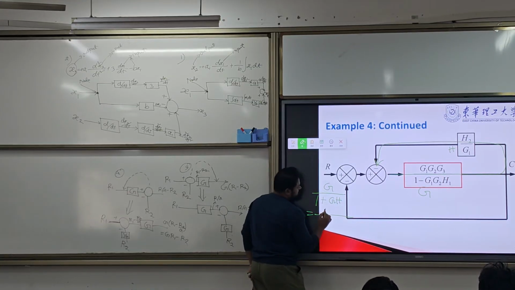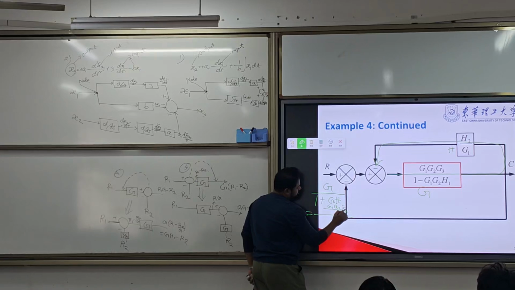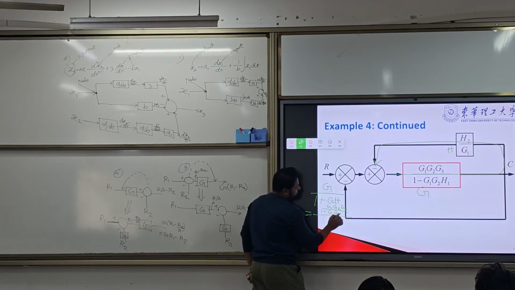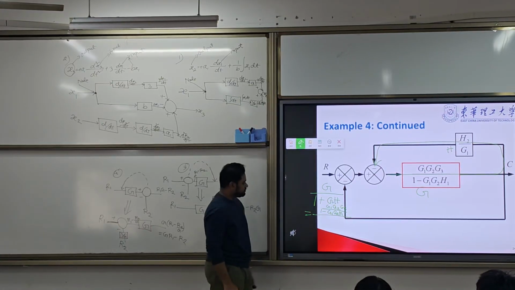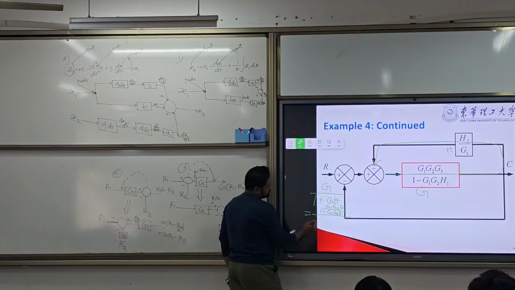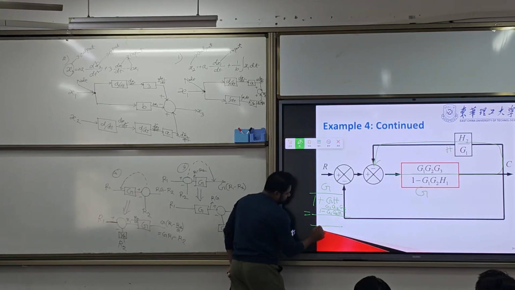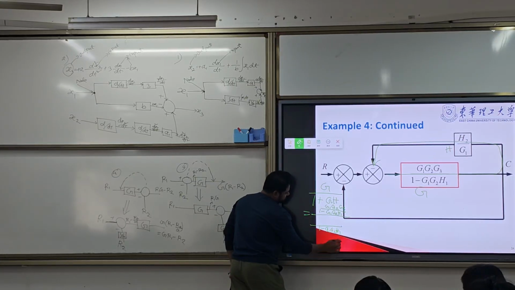So here we have G. G is G1, G2, G3 over 1 minus G1, G2, H1. Okay. Now 1 plus GH. That is, we have this one, 1 minus G1, G2, H1.